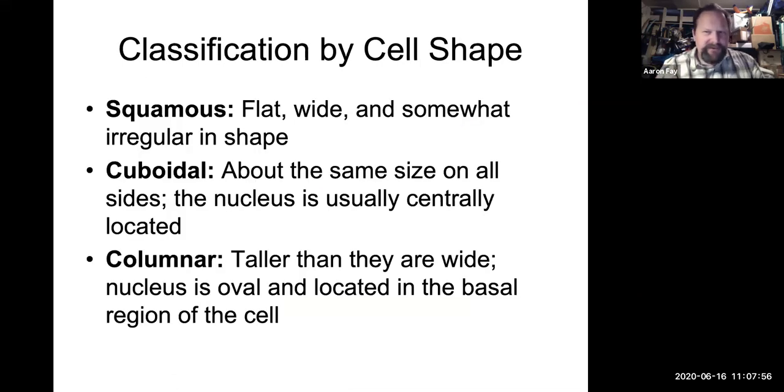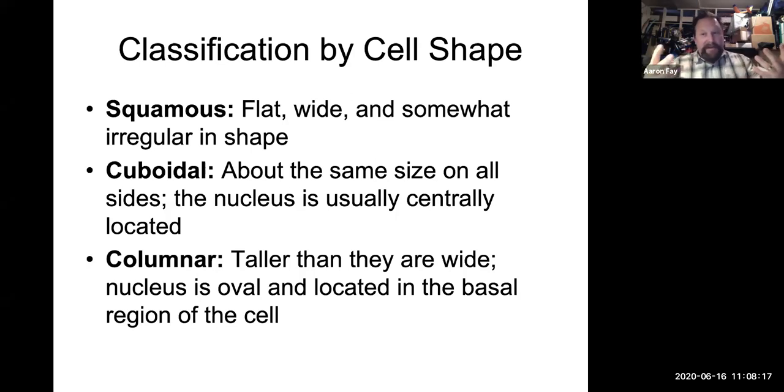We'll talk about pseudostratified in a little bit. Now let's talk about epithelial based on the shape of the cell. So we have squamous. Squamous is just a fancy word for flattened. A squamous cell is squashed flat like a pancake. Sometimes they have little irregular shapes.